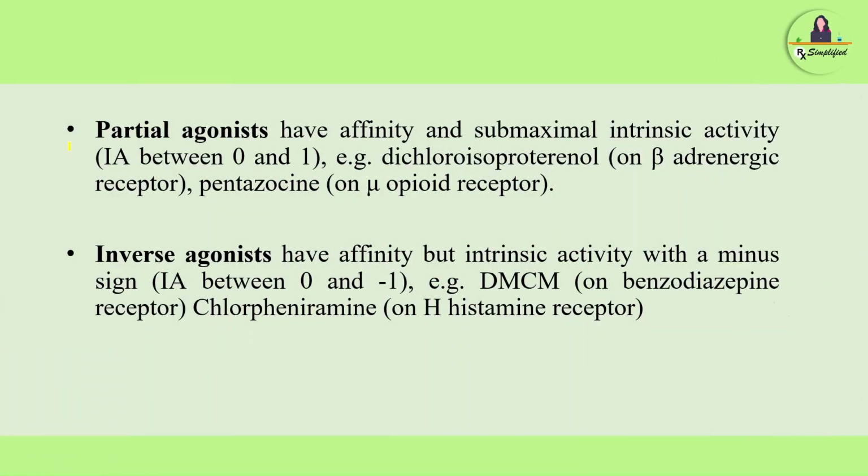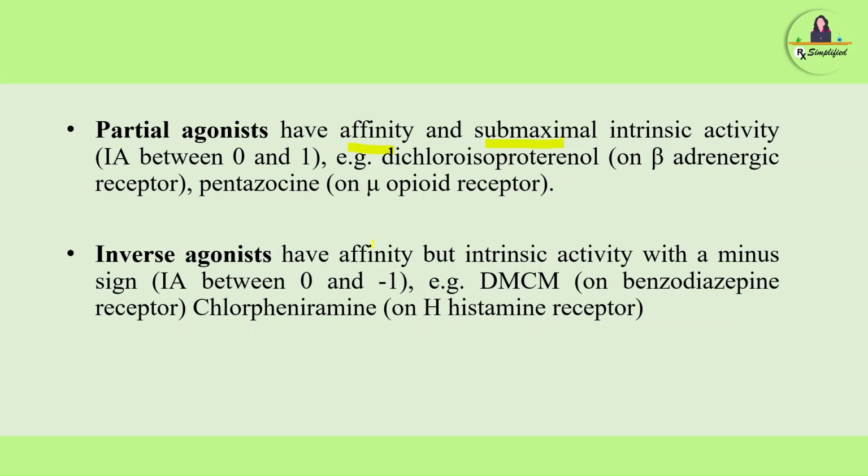After that, partial agonist. What partial means is a lesser amount compared to the maximum amount. Partial agonists have affinity and sub-maximal intrinsic activity. Example, pentazocine. Pentazocine is a partial agonist of the mu opioid receptor. When it binds to the mu opioid receptor, it changes the receptor. But the thing is, if a full opioid changes the receptor by 100%, pentazocine changes the receptor by 75%.